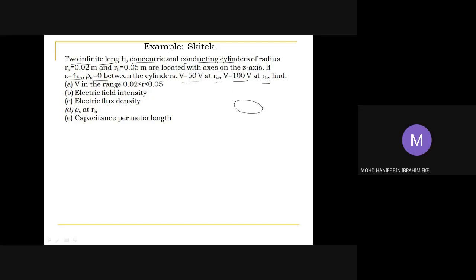Okay, what is meant by conducting cylinders? It means that the cylinders are made up of a conductor, yeah? That's what we call conducting cylinders. Which means that this cylinder and this cylinder are conductors, yeah?